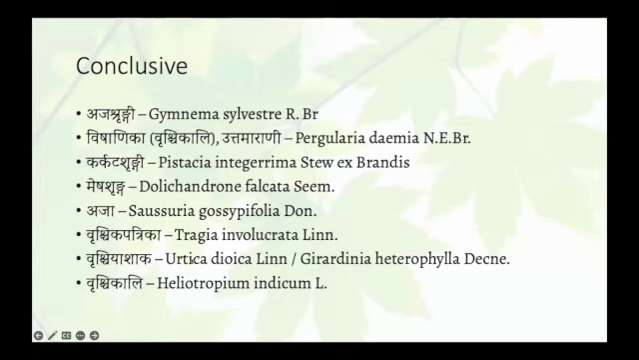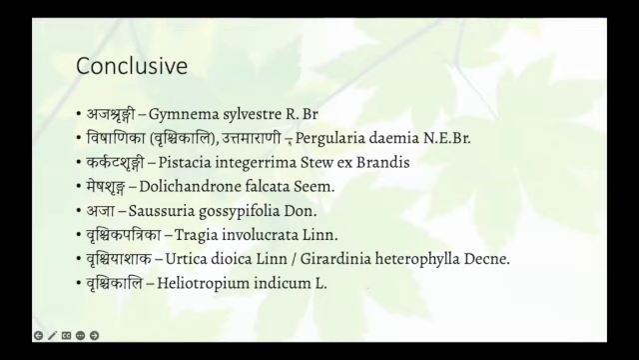The other ones like Aja is Sesbania grandiflora, and Vrishchikapatri is Trachelospermum involucrata, Vrishchikaya Shaka is Asystasia dioica, and Vrishchikali is Heliotropium indicum. So we have a few clinical trials which were done with this Gymnema and the Pergularia, because we get only these two plants here. And Dolichandrone falcata is a rare one, and the other plants we don't get in southern parts of India, except for Trachelospermum involucrata and Heliotropium.